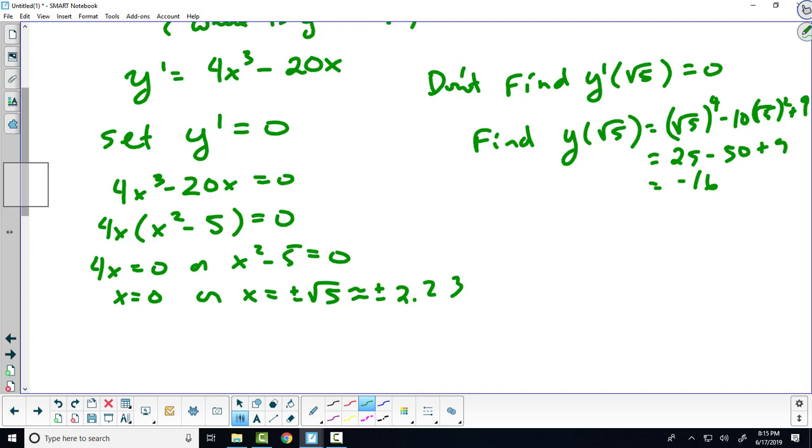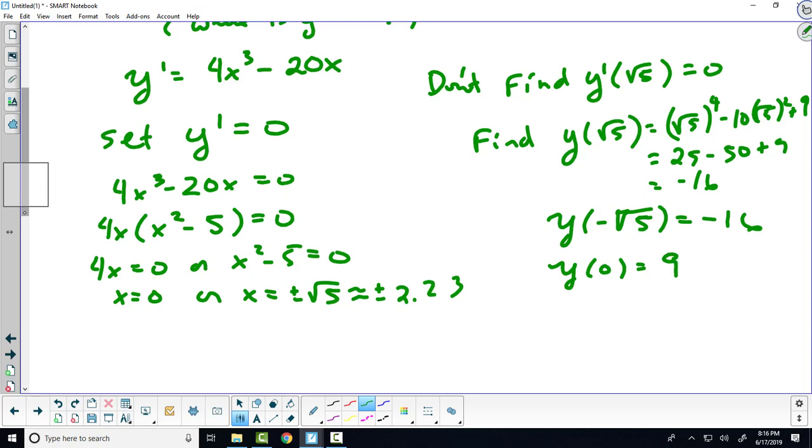Okay. Similarly, if we find y of minus the square root of 5, we're also going to get minus 16 by the symmetry of that function. And what is y of 0? Y of 0. Oops, no, it's not 0. What is it? Thank you.